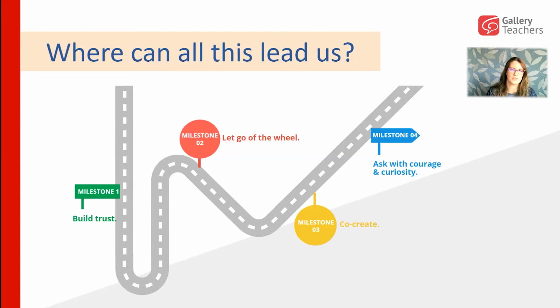The second milestone is letting go of the wheel, which means, of course, that you're not giving all the control over to the learners, but you are giving them a much bigger share of contribution to the way that the coaching process, the learning process can work out for them. This also means that you're going to be sharing ideas, coming up with things together. So it's building a mutual bond in which you as the professional are guiding, supporting the learner on their journey.